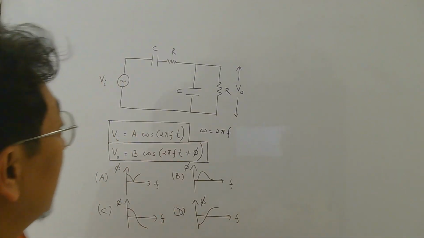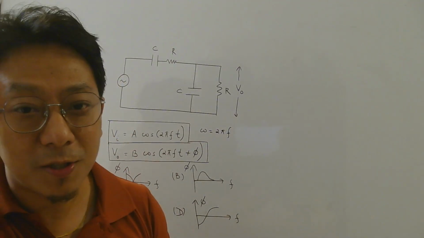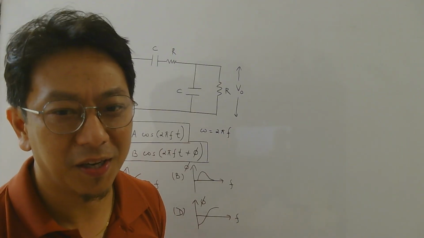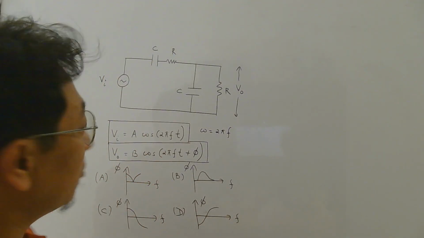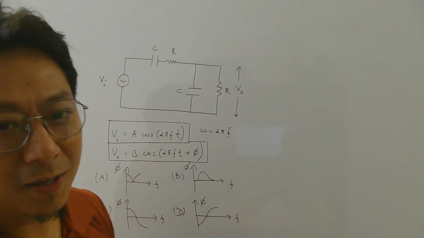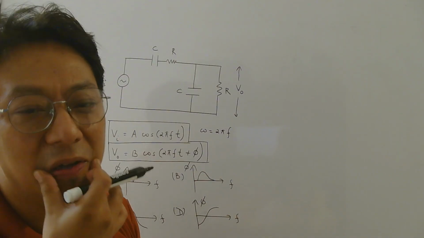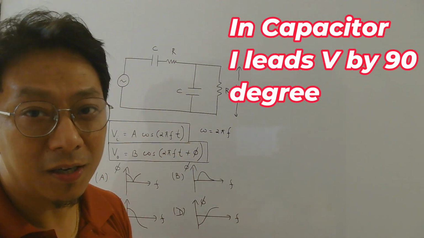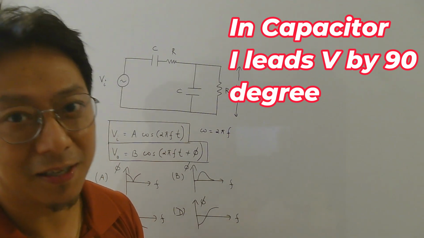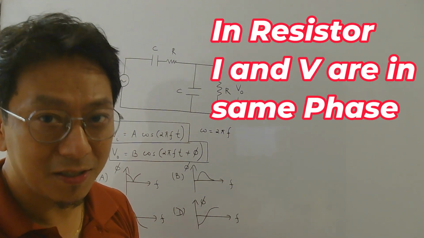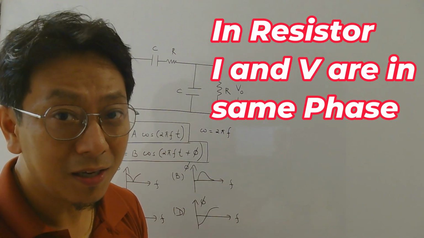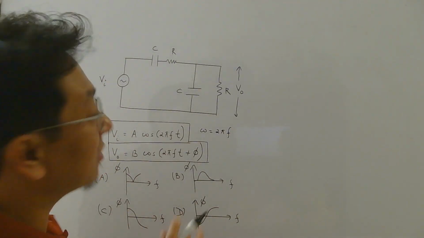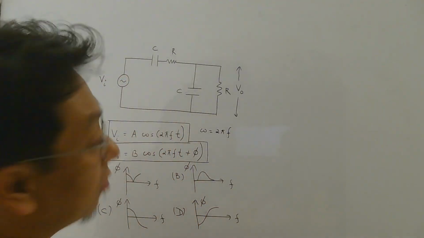infinity. Now mathematically, if you do this problem, it is slightly lengthy and a little bit complicated. So we will try to do this without using any maths, but we will just use the understanding that in capacitor, we know current leads voltage by 90°, isn't it? And in resistor, current and voltage are in same phase, right? So using that idea, let us try to see if we can solve this.